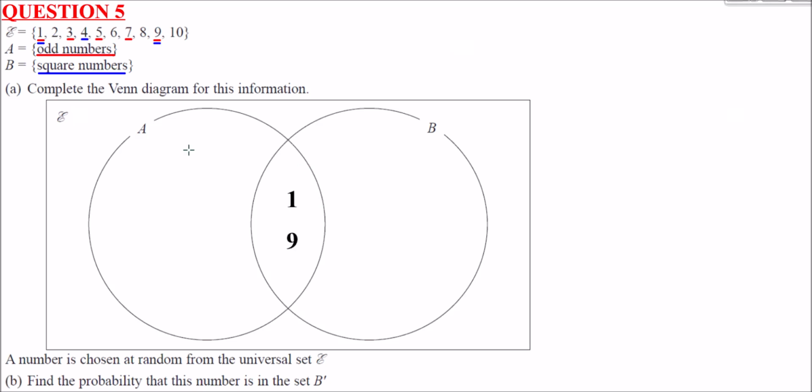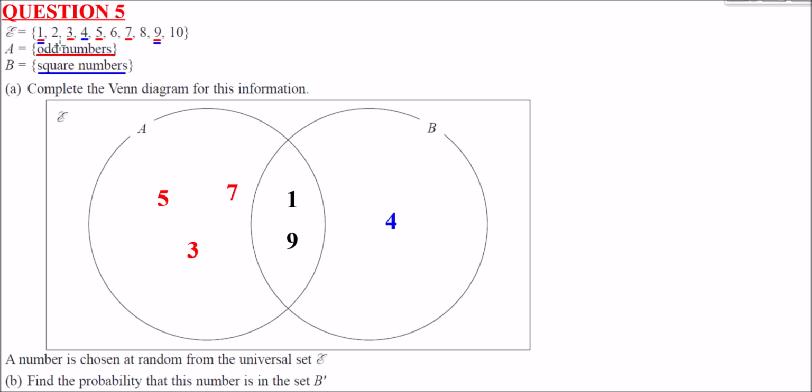Next, I'm going to fill in the numbers that just happen to be odds, but not squares. So that's the numbers 3, 5 and 7, which go here. And in B, just this section, we put the numbers that are just square numbers but not odds. That's just going to be the number 4.